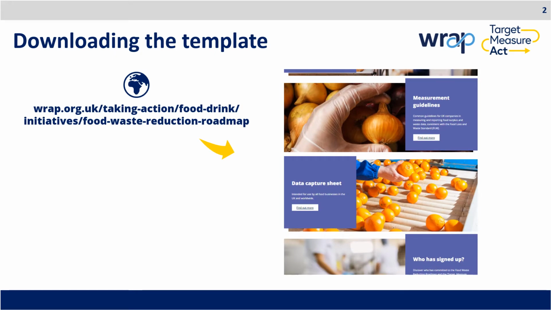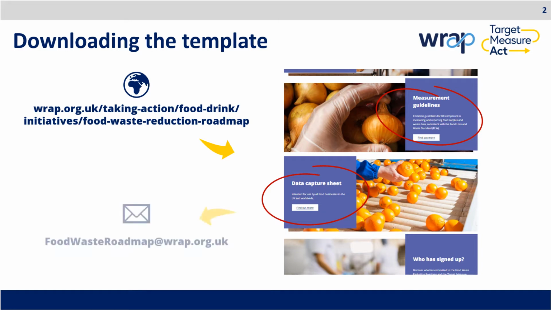The latest version of the data capture sheet can be downloaded from WRAP's Food Waste Reduction Roadmap website, alongside measurement guidelines and other supporting resources. As a reminder, we ask you to share this with WRAP on an annual basis. You may have a particular contact within WRAP who will ask for your data submission annually, but otherwise there is the roadmap's email address which you can also use to send this document to.